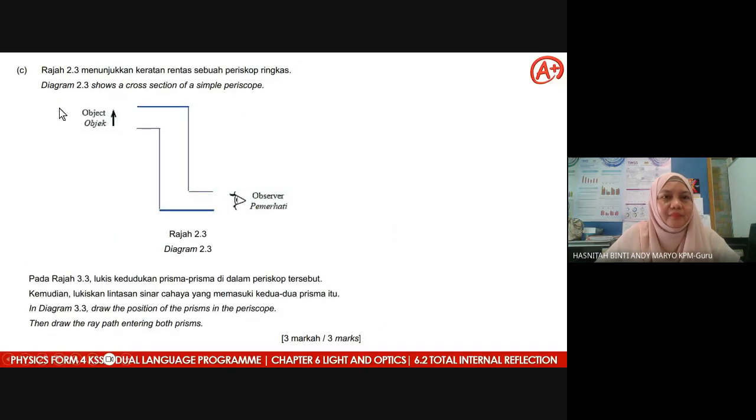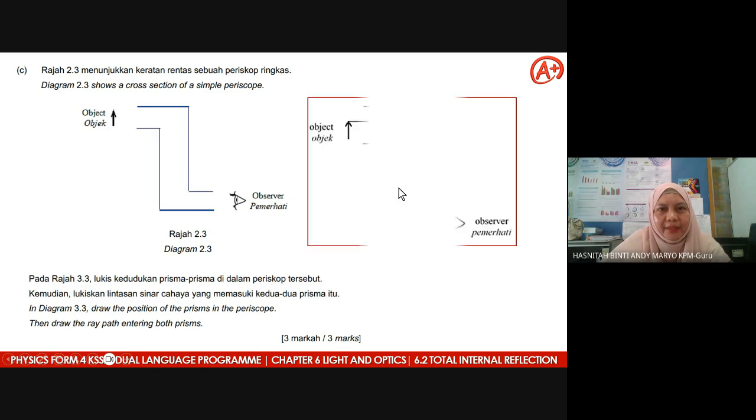Okay, C. Diagram 2.3 shows a cross-section of a simple periscope. The object is up here and this is the eye of the observer where the image will be observed. You have to draw the position of the prism in the periscope. So how do we place the prism in this periscope? How many prisms must we use? We must use 2 prisms. One placed here and one placed downward at the bottom. One placed upper and one placed below.